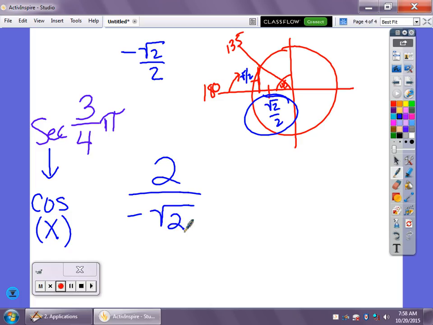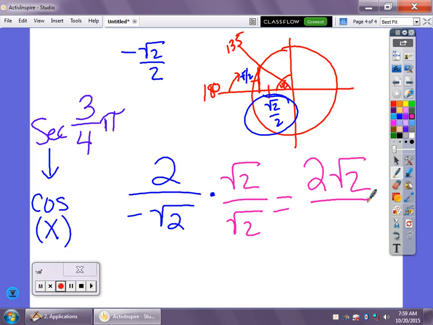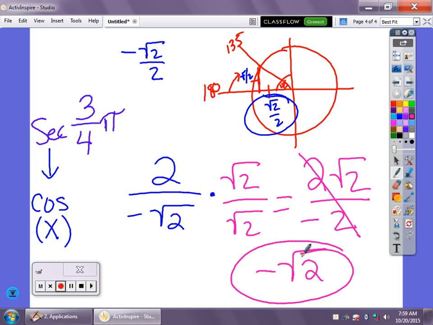Now, I'm not done because no radicals in the basement, so I need to multiply by the square root of 2 over the square root of 2, which gives me 2 square root of 2 over 2, and there's the negative still on the bottom here. Okay, these cancel, keeping the negative. My answer is the negative square root of 2 for secant.